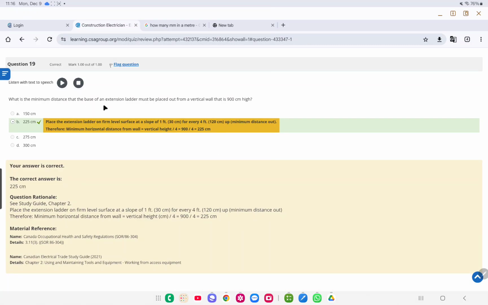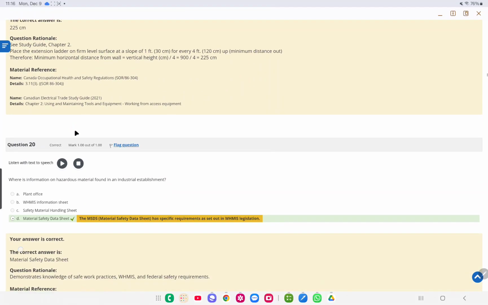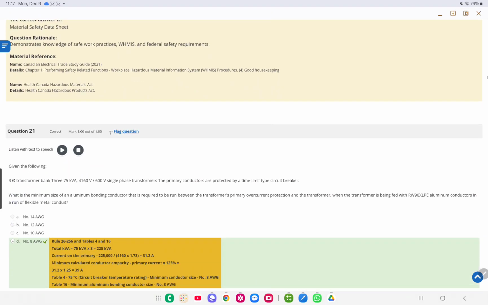What is the minimum distance that the base of an extension ladder must be placed from a vertical wall that is 900 centimeters high? So if you have 900 centimeters, you divide it by 4, and you have 225. If you divide it by 3, you have 300. So they want the most minimum distance. So the minimum would be 225. So where's info on hazardous materials found in industrial establishments? Safety data sheets.